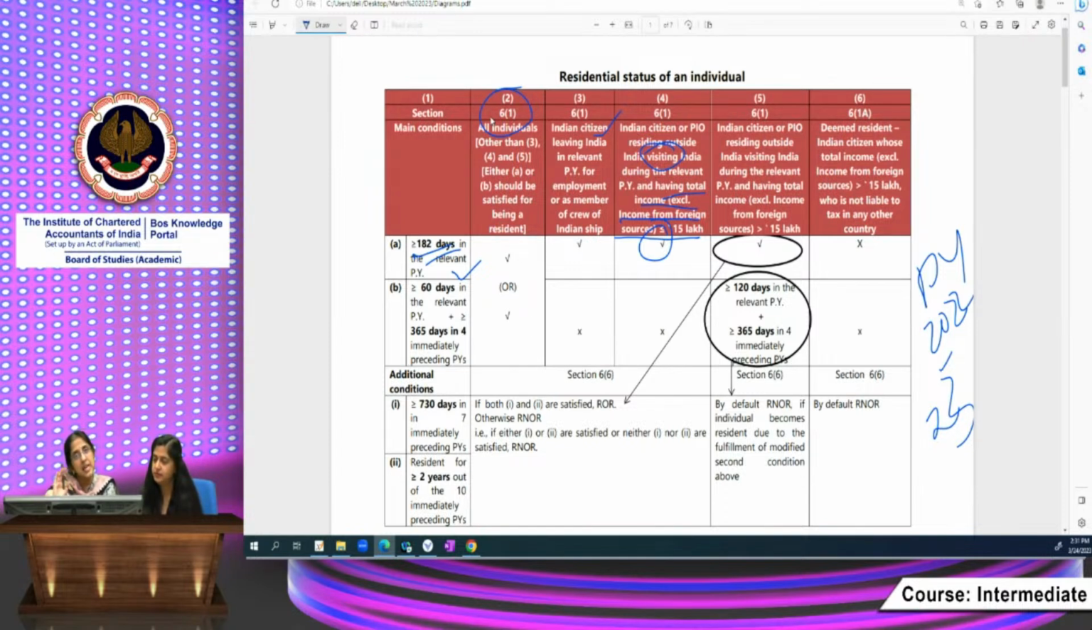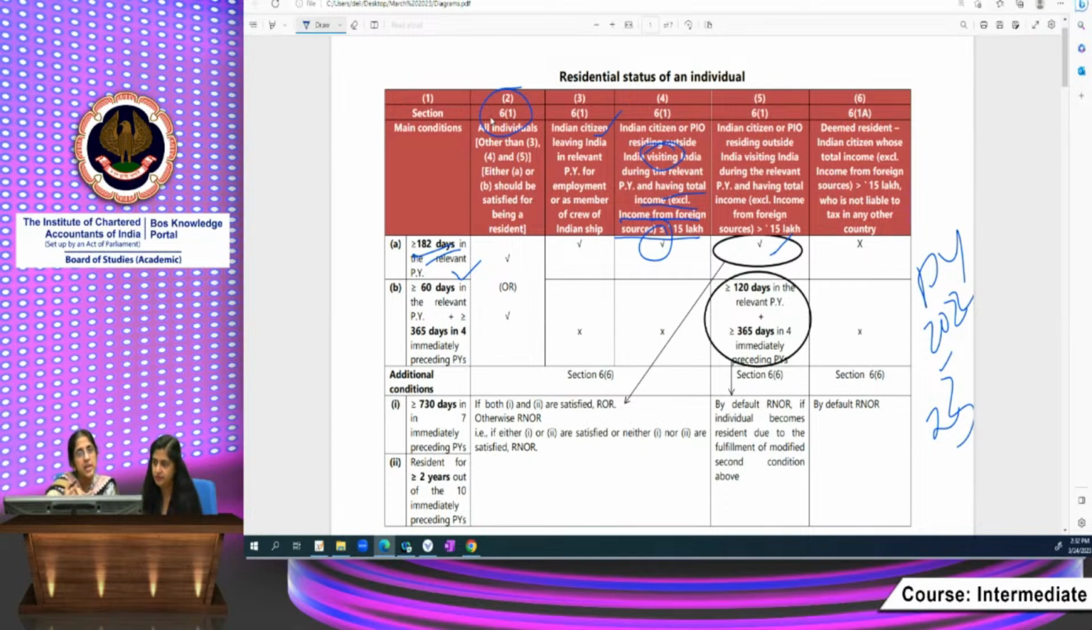Now, suppose the income is greater than 15 lakh. In such a case, what happens? In such a case, either I should have stayed in India for 182 days, or instead of 60 plus 365 days, the condition of 120 plus 365 days will apply.